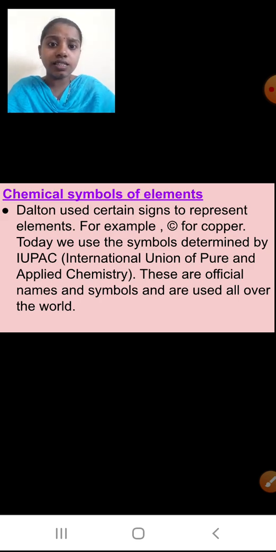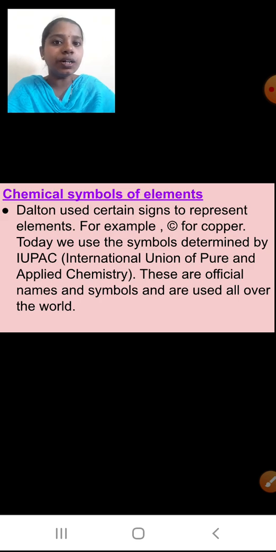Dalton used certain signs to represent elements. For example, you have seen a circle with C written inside it, for copper. Like this he used to use symbols. Today we use the symbols determined by IUPAC, that is the International Union of Pure and Applied Chemistry. Before we used symbols like this, now we are using the symbols given by IUPAC. These are official names and symbols that are used all over the world.